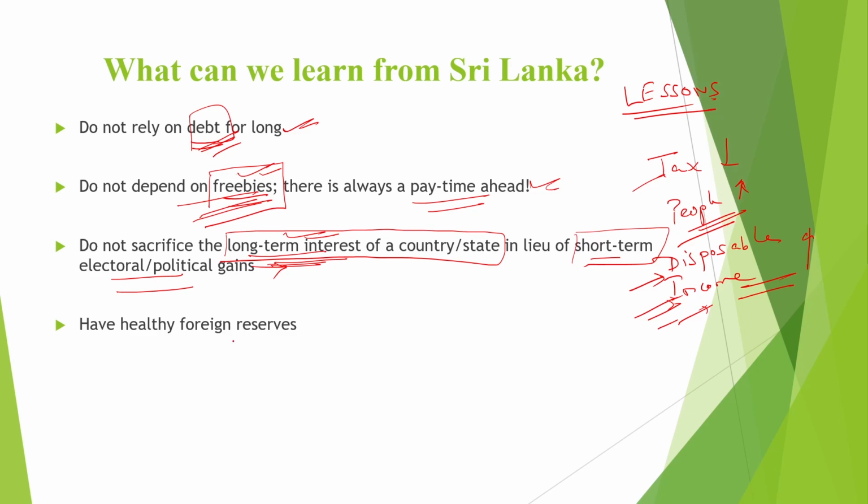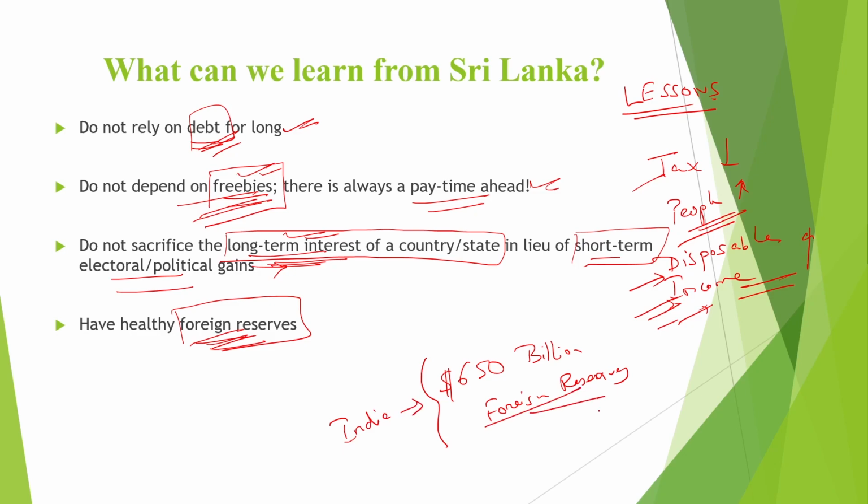And finally, have healthy foreign reserves. One of the things that, again, is why Sri Lanka has not been able to bring in more imports is because their foreign reserves are not healthy enough. They just do not have enough money to fund their imports. If you talk of India, right now it has somewhere around $650 billion of foreign reserves, and this is a healthy amount. This is almost good enough to fund 10 months of import. Okay, this number is somewhere around that, or might be a bit less, but somewhere around that. So this is good enough to fund 10 months of import. This is a good number to have.